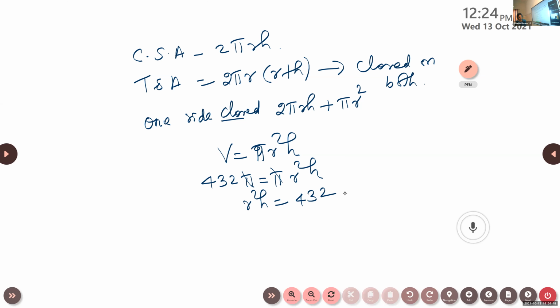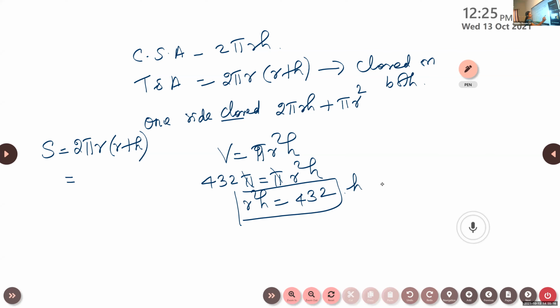Now what is given? S is the surface area of the can, given as a closed can. For a closed can, surface area is 2 pi R into R plus H. Now look at the options given there. In the options, no H term is there, so we should convert it. For converting, we can use this relation: H is equal to 432 by R square. So substitute here: 2 pi R into R plus 432 by R square. Simplify and select which is your option.